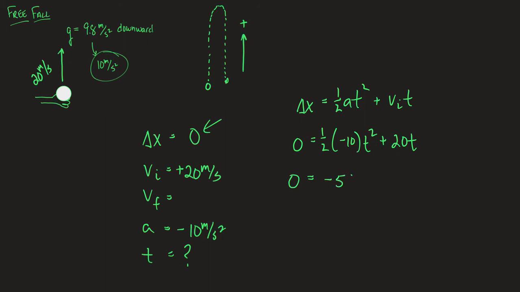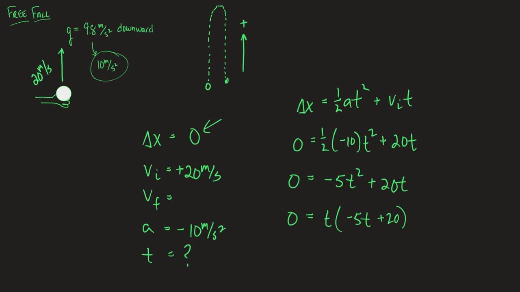First, simplify a little bit. 1/2 times -10 is -5. Some of you would divide by t here. You shouldn't. Or maybe move the 5t to the other side and then divide by t. You shouldn't. Factor out the t. Remind yourself of your rules.